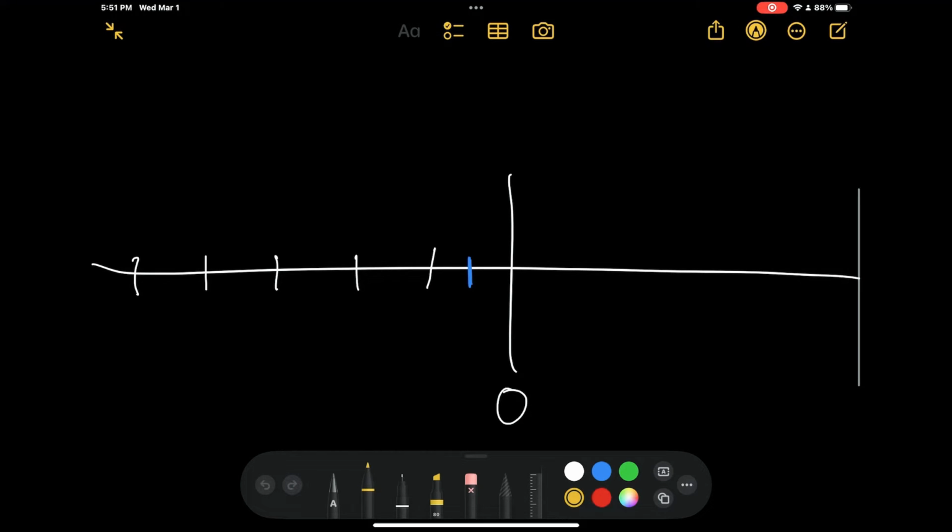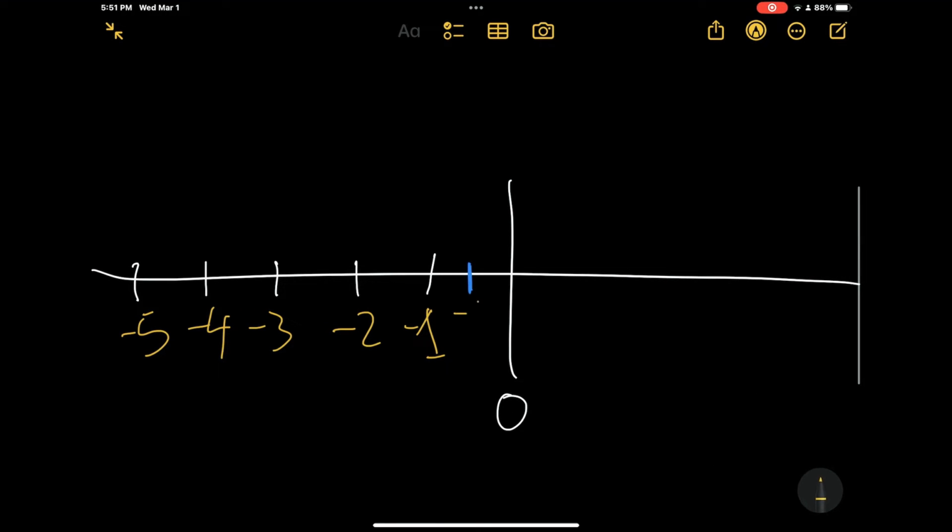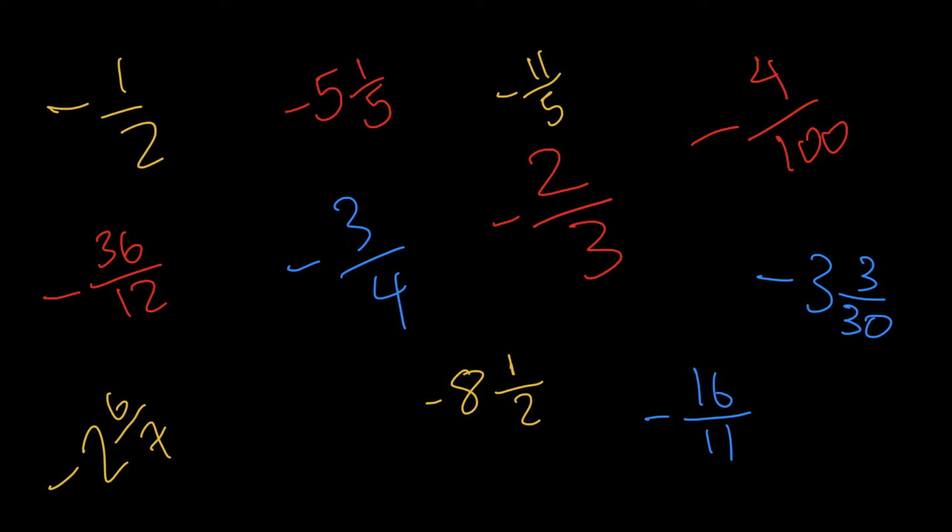On the number line, there are positive and negative numbers. Negative numbers are any number less than 0. Negative numbers include -1 through -5 and beyond. Also, there are negative fractions.